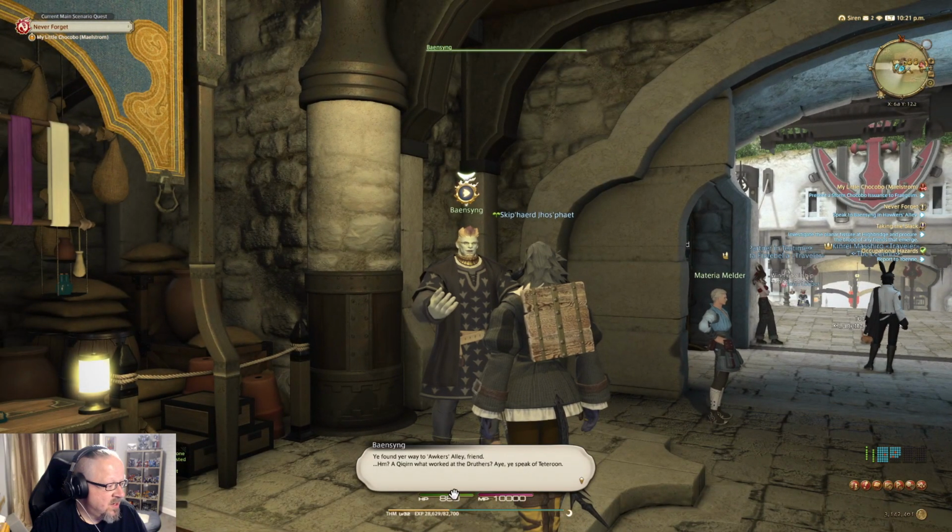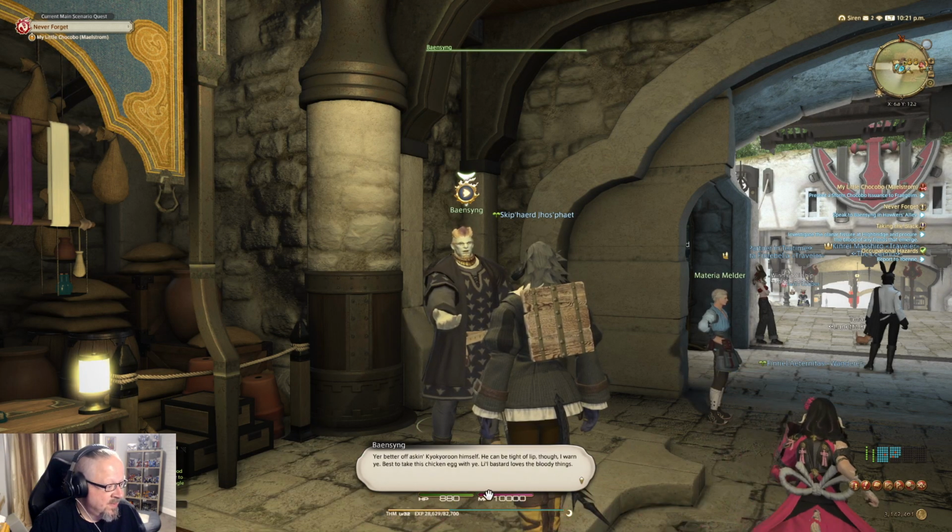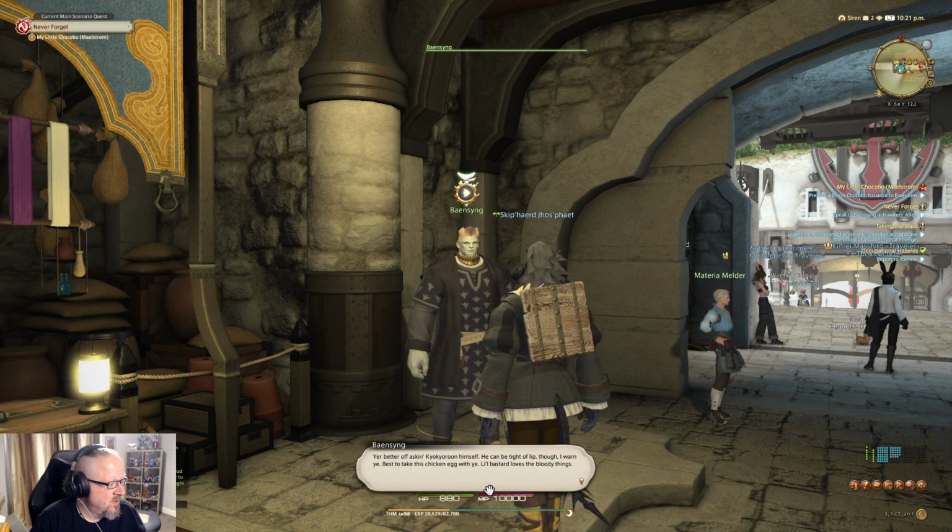You found your way to Hawker's Alley, friend. A Kickern that worked at the Druthers? Oh, that's right. That worked at the Druthers? Aye. You speak of Tetaroon. Related to that Cucuron bloke just over there by some blood or another. 2 of them put together and we're making good coin. But Tetaroon up and left Limsa not long ago. Couldn't say as to why or where. You're better off asking Cucuron himself.